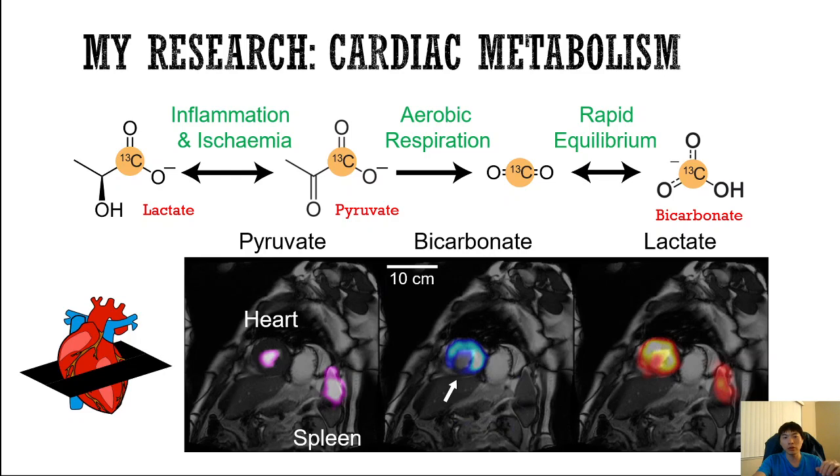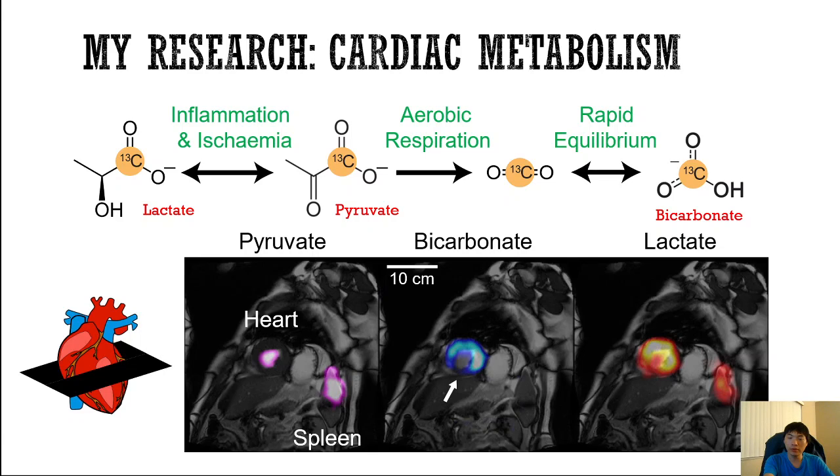So if you think about the heart as shown on the left, and you take a cross-section, then you can see the heart muscle as a ring, and then you can see the chamber inside the heart. You can see here the pyruvate on the left is mostly localized to the chamber, so it's mostly in the blood, but the bicarbonate and the lactate signals come mostly from the muscle in the heart.